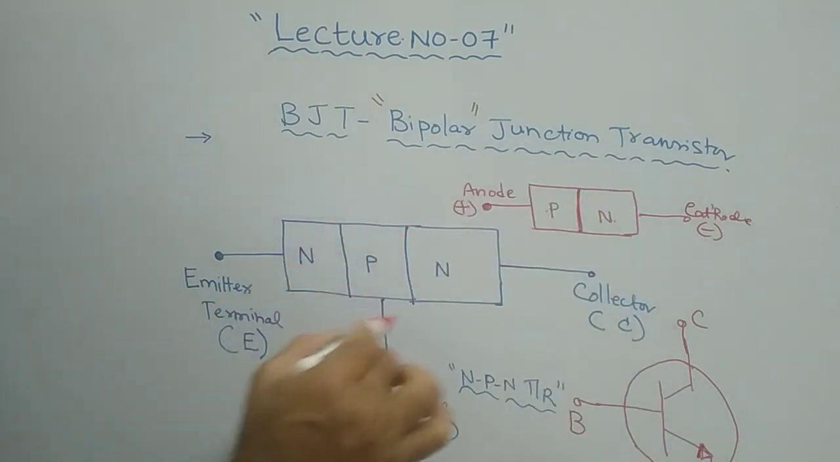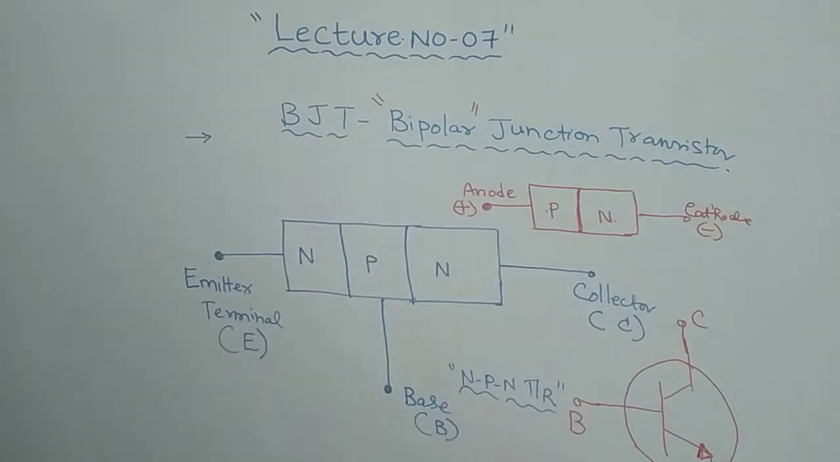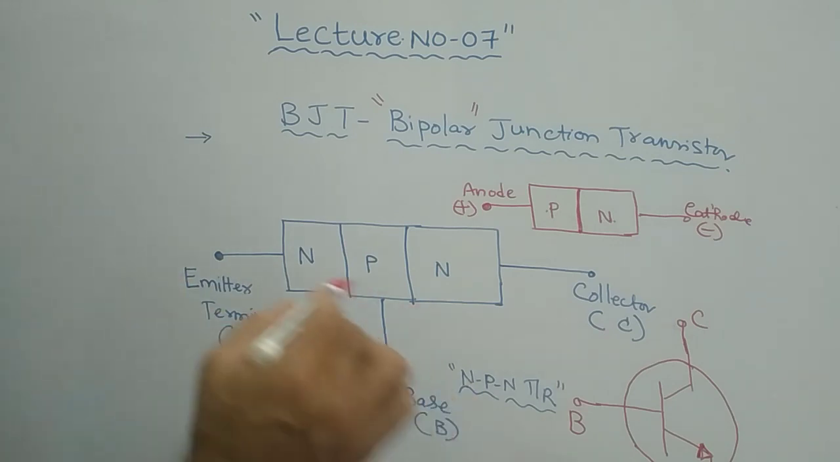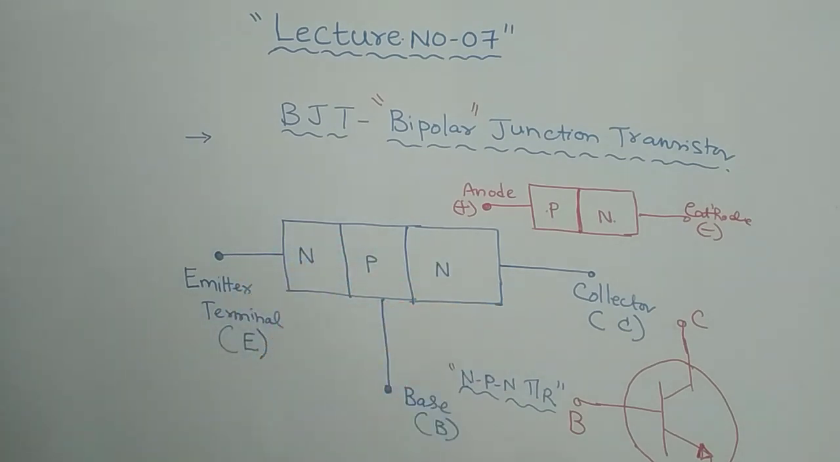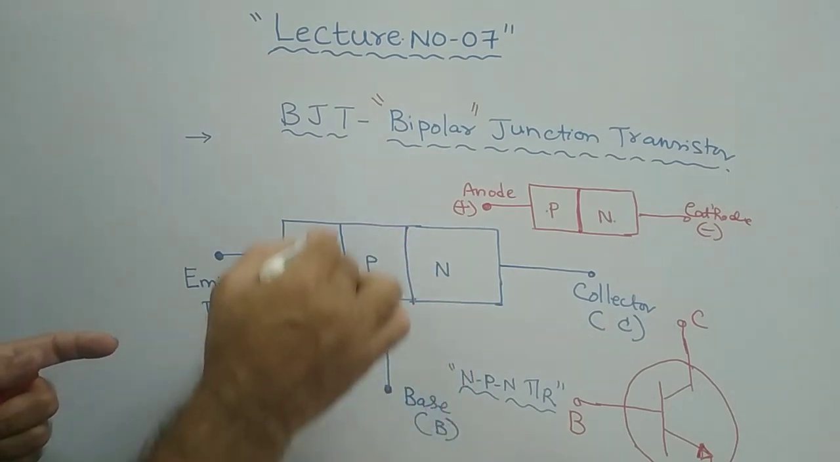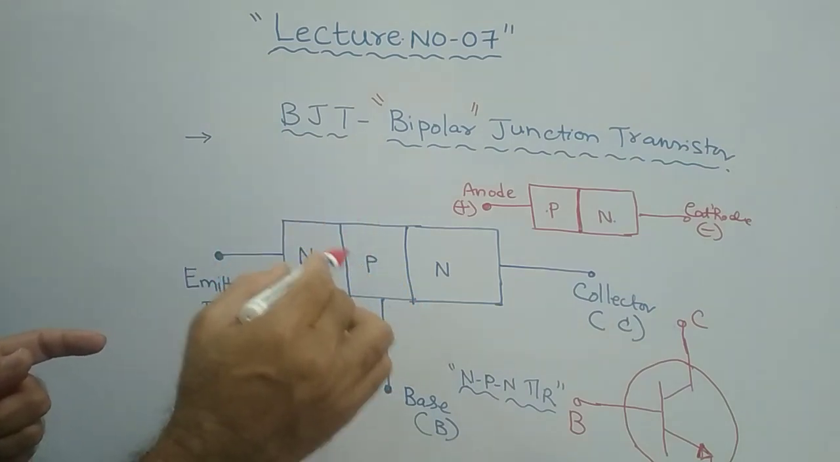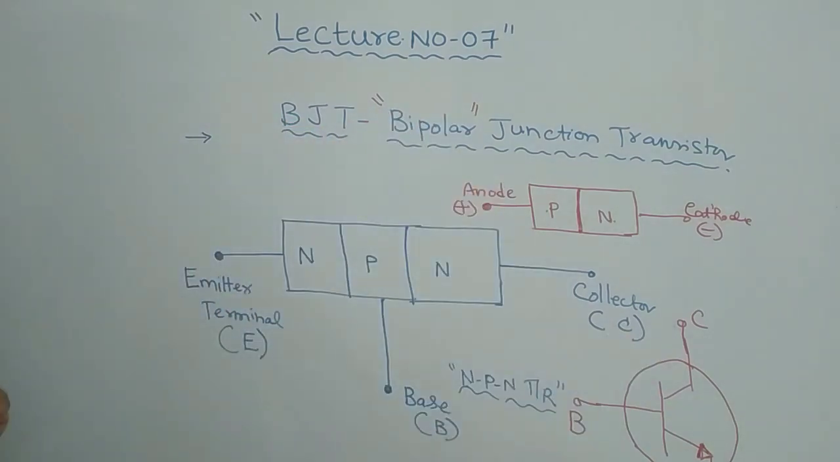Let us come to the BJT, bipolar. What do you mean by bipolar? Bipolar means the flow of current is due to both the majority carriers as well as minority carriers. Remember that. So the flow of current in the transistor is due to both majority carriers as well as minority carriers. Both the carriers will be considered. That is why the name bipolar.